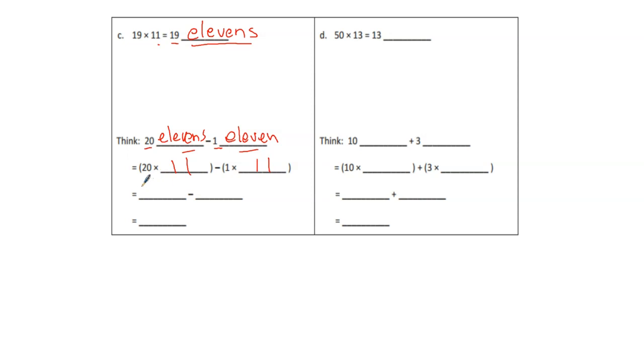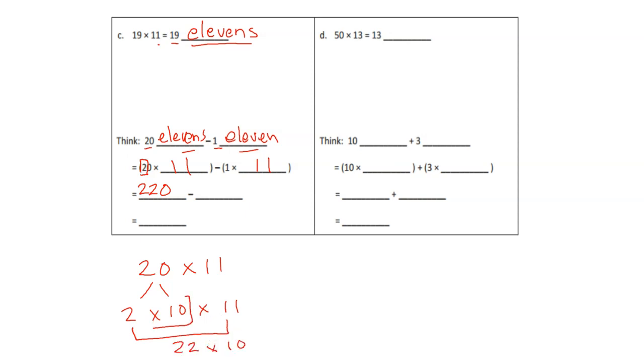20 times 11 is, well, we know that 2 times 11 is 22, and 22 times 10. All I'm doing is taking my 20 times 11 and factoring out my 2 times 10. I'm multiplying these two first to get my 22, then I'm multiplying that by my 10. All right, so now I have 1 times 11. Then I'm going to do my subtraction: 220 minus 11.